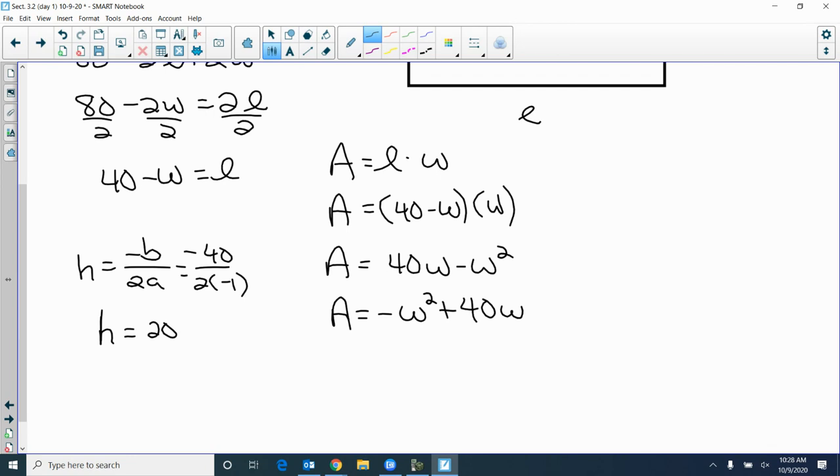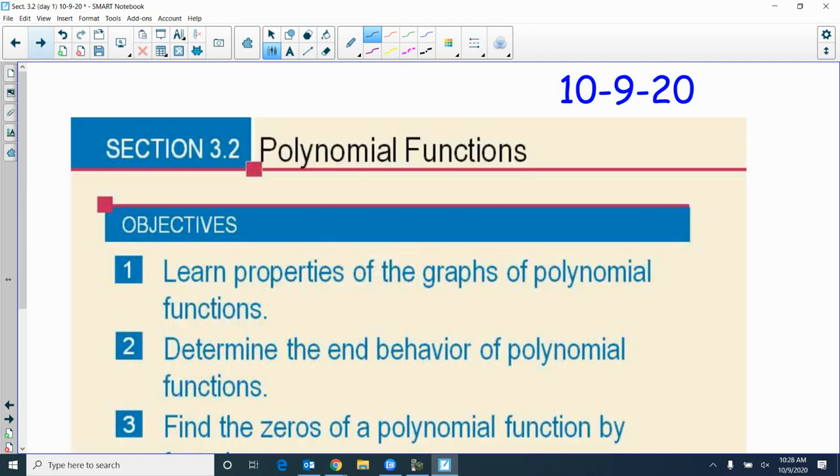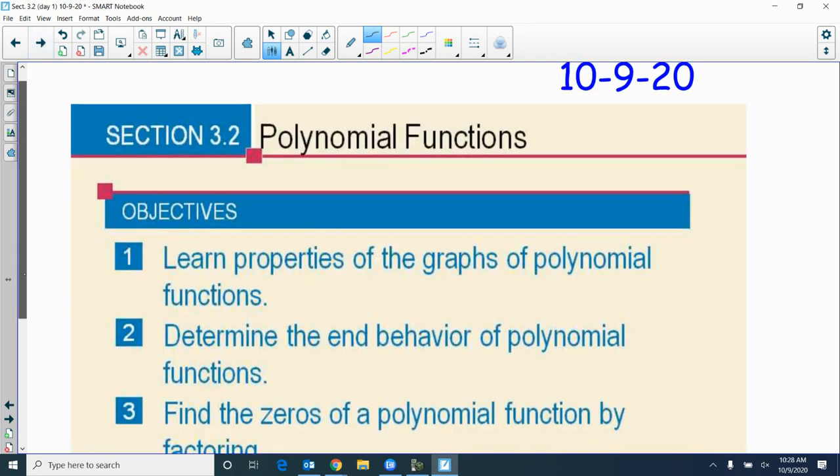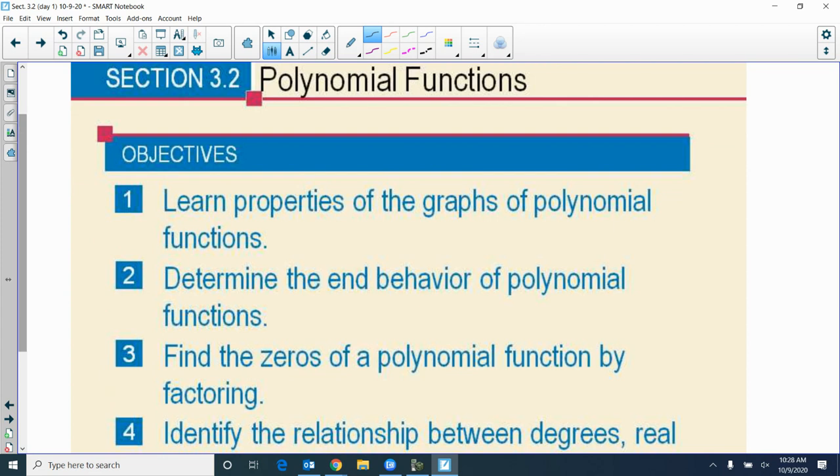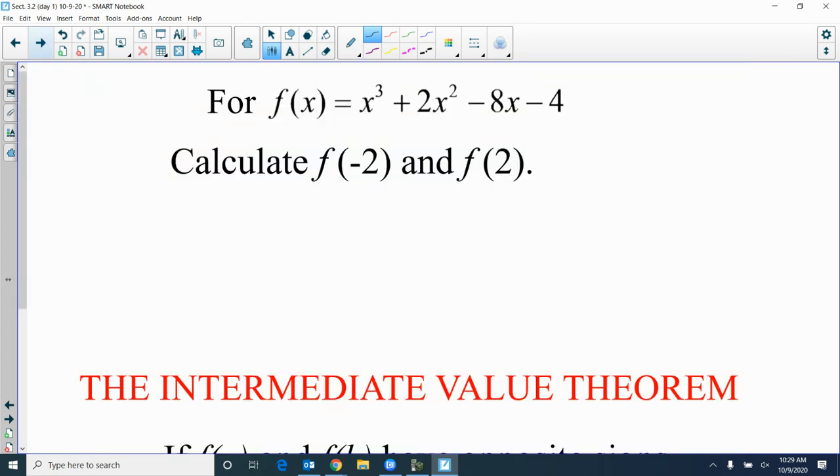All right. Let me come by and collect those tests on your guided notes. Let's go ahead and get started on section 3.2. Some properties of the graphs. End behavior and zeros are the main thing. End behavior and zeros. All right, take a look.